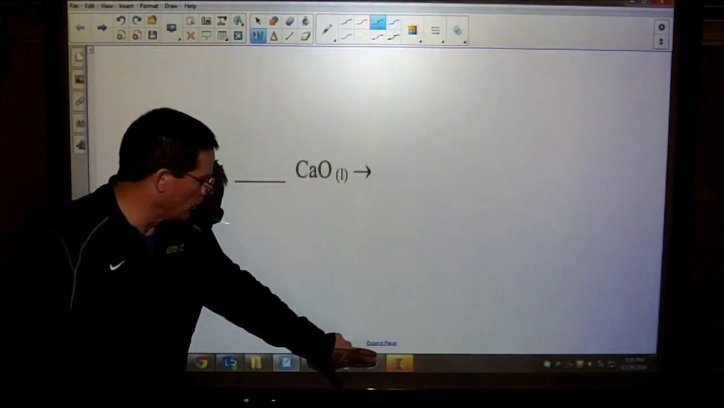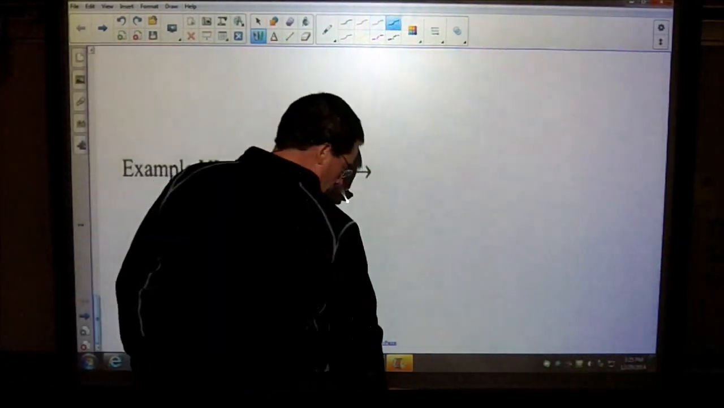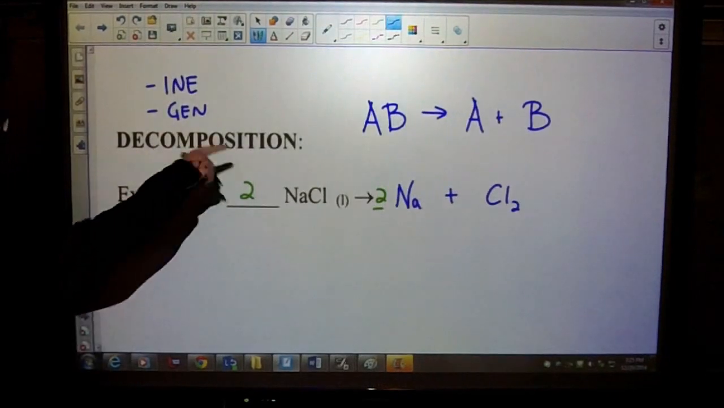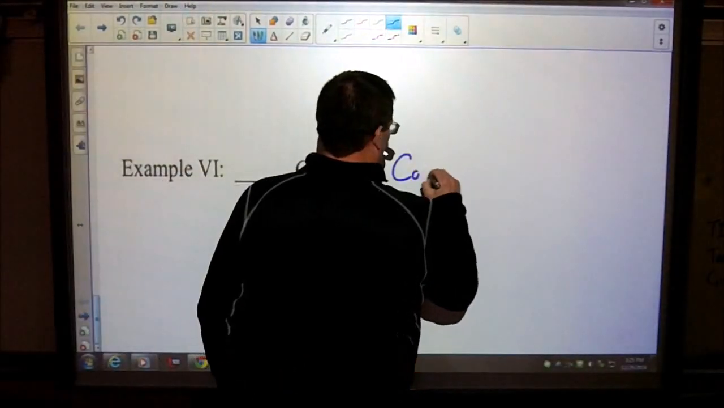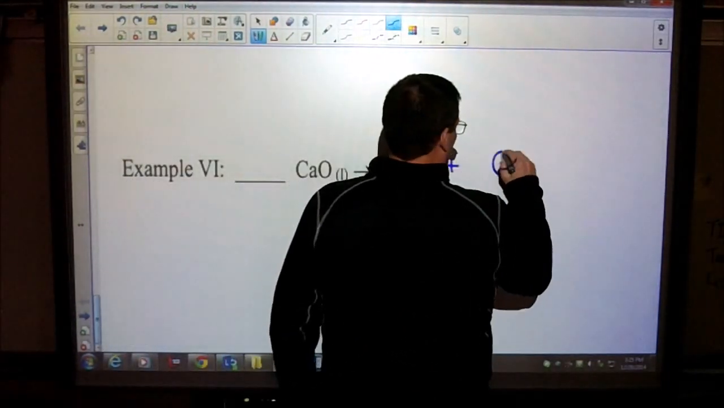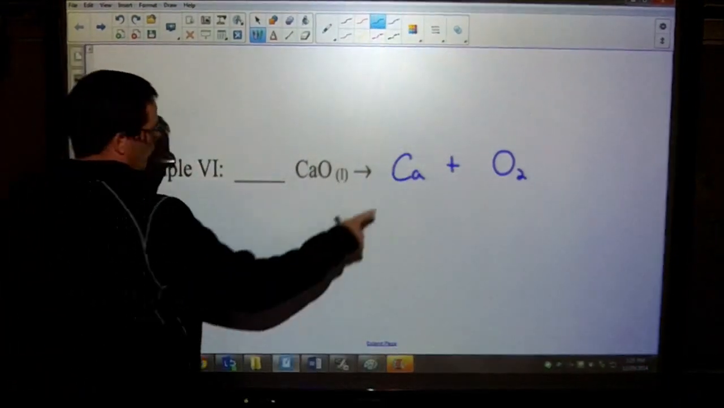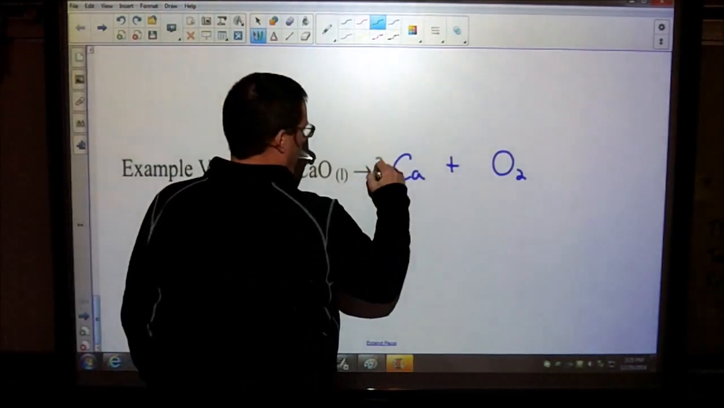And let's take a look at the last one here. So we have calcium oxide. Again, based off of the generic equation where we have AB breaking down into a metal and a non-metal. Let's continue on with that. So we have calcium and oxygen, which ends in -gen. That means O2. So when looking at this, pretty much like the other one, we have 2 there, need a 2 there, and a 2 there.